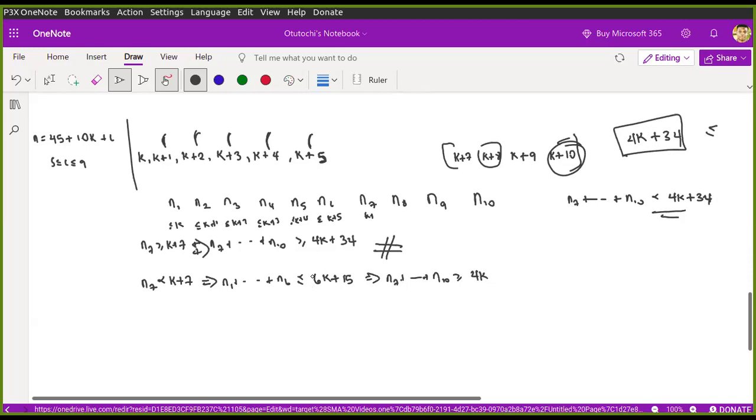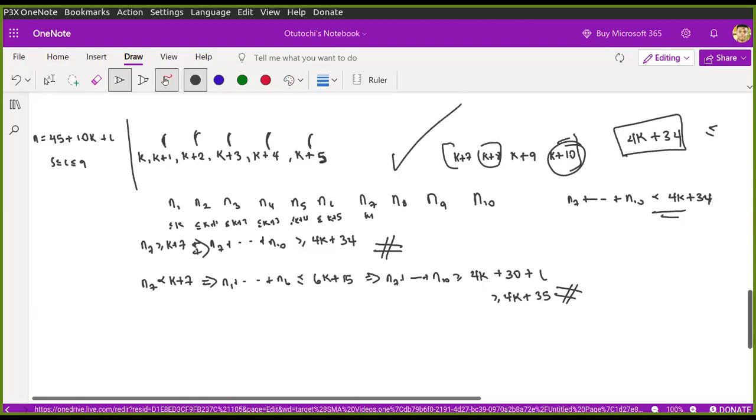plus 30 plus L. And of course, we already have that L is greater than or equal to 5. So yes, 4K plus 45 minus 15 is 30 plus L. I already have that L is greater than or equal to 5, so this is definitely going to be greater than or equal to 4K plus 35. So there's a contradiction there. And that takes us back to this being our ideal distribution.